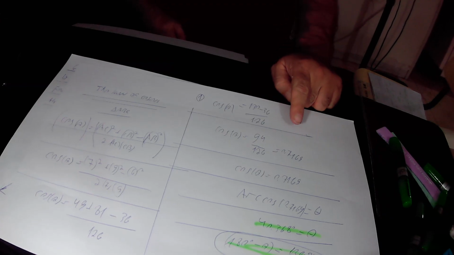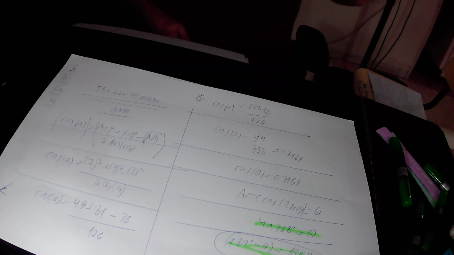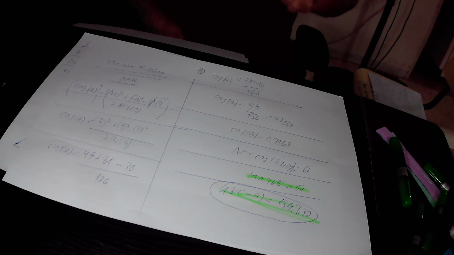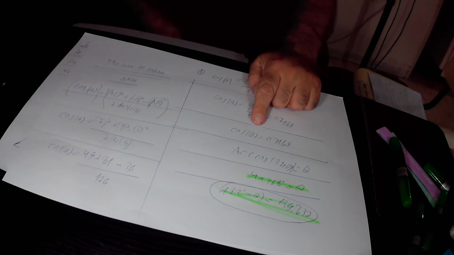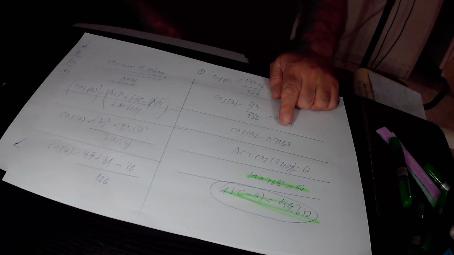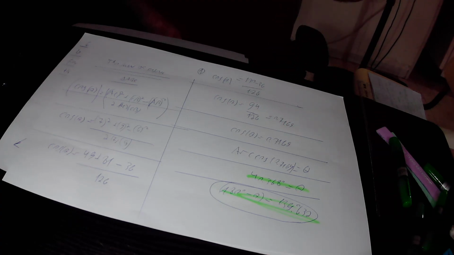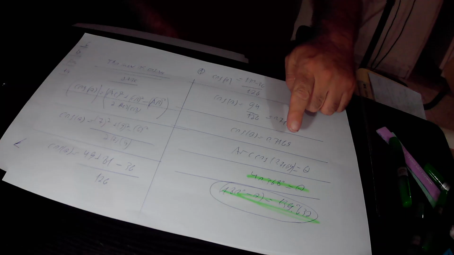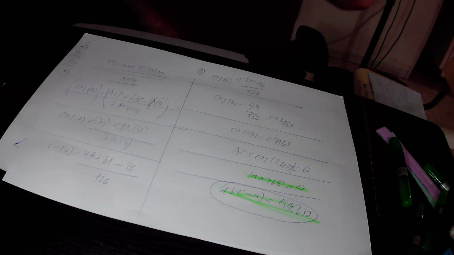94 over 126 equals 0.7169. In total, you find that cosine theta equals 0.7169. We would like to find the value of theta itself. In order to find the value of angle theta, we operate the opposite function of cosine, that is arc cosine, on the result of cosine theta, that is 0.7169. In this way, we get the value of angle theta itself. So arc cosine of 0.7169 is equal to the size of angle theta.